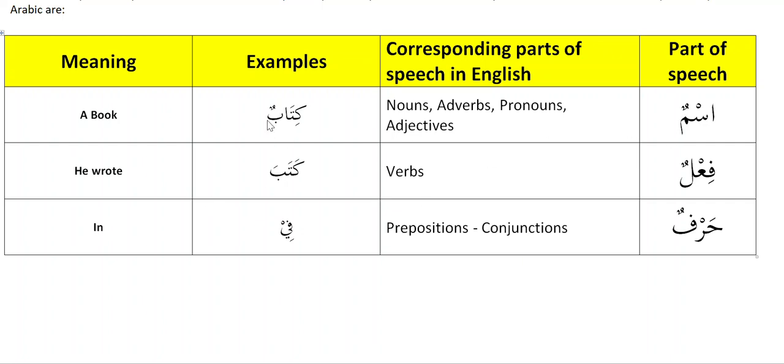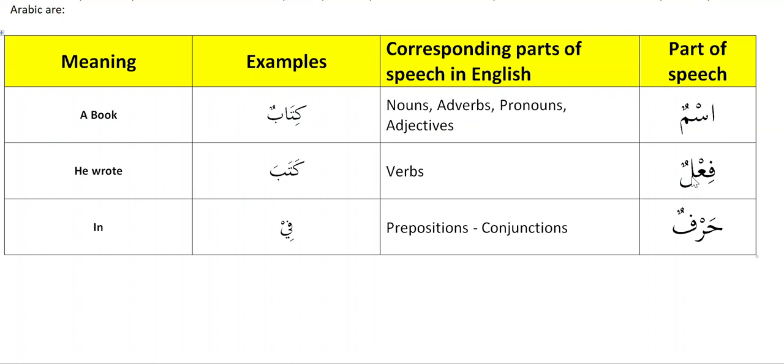Examples of the ism: kitabun. Kitabun is an example for al-ism, the ism. So we don't say noun, we say ism. So kitab means book. In English, a book is a noun. Book is a noun. So it's a noun, but it falls under the category of ism.